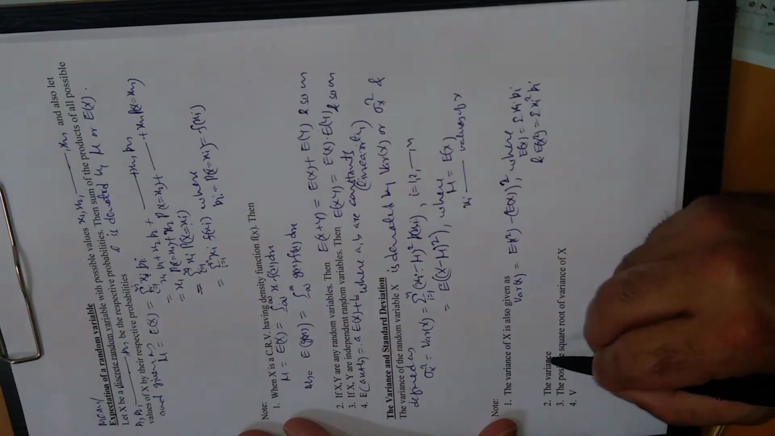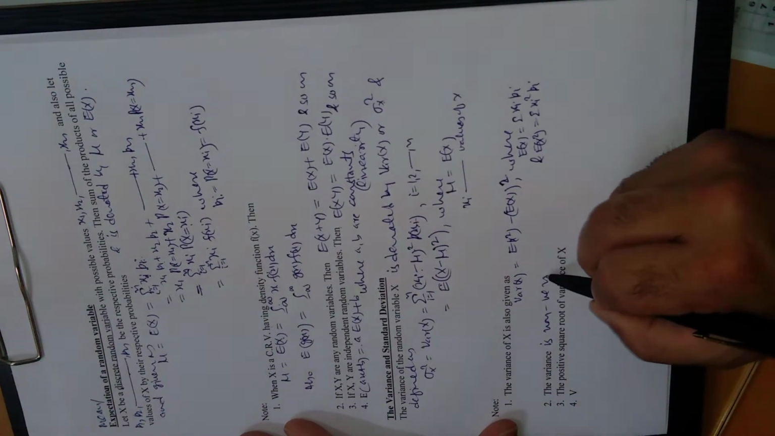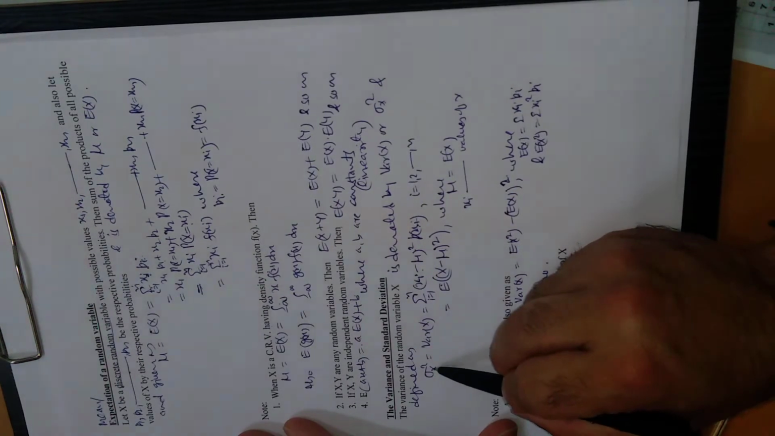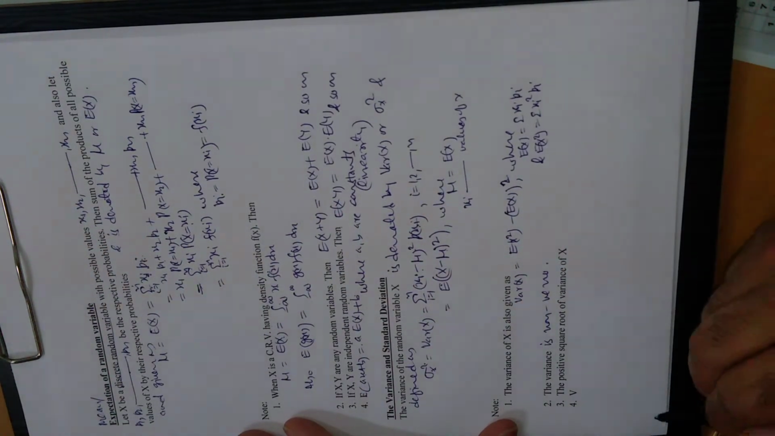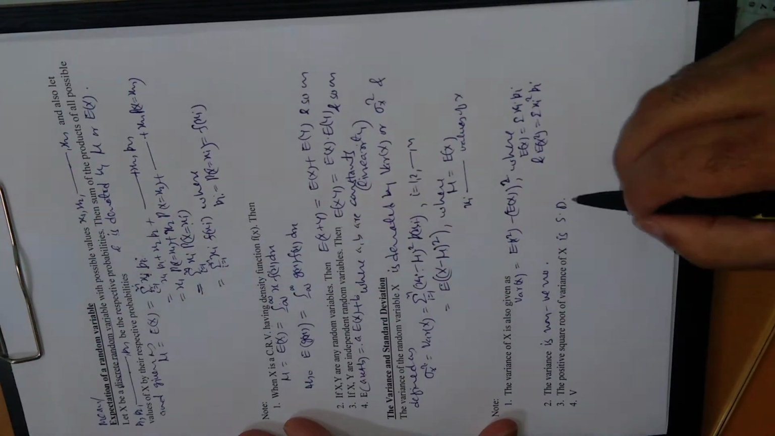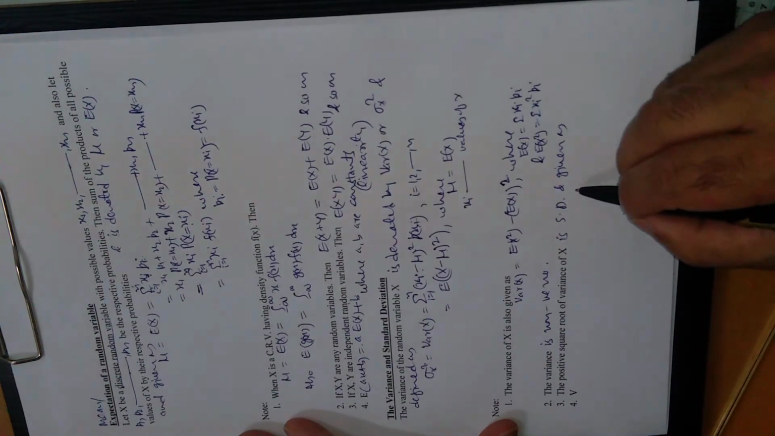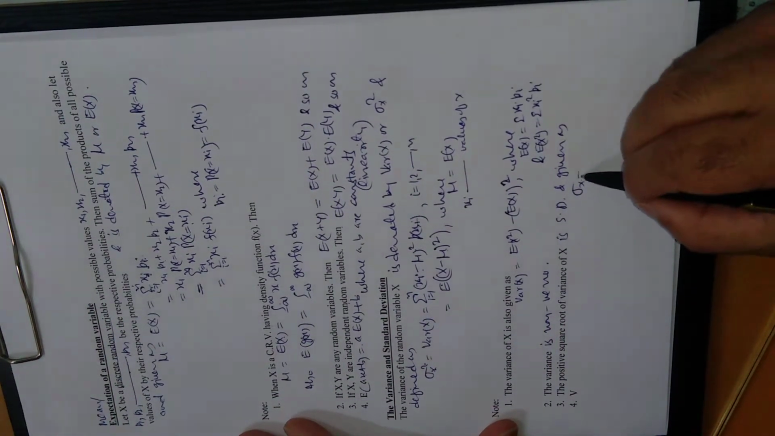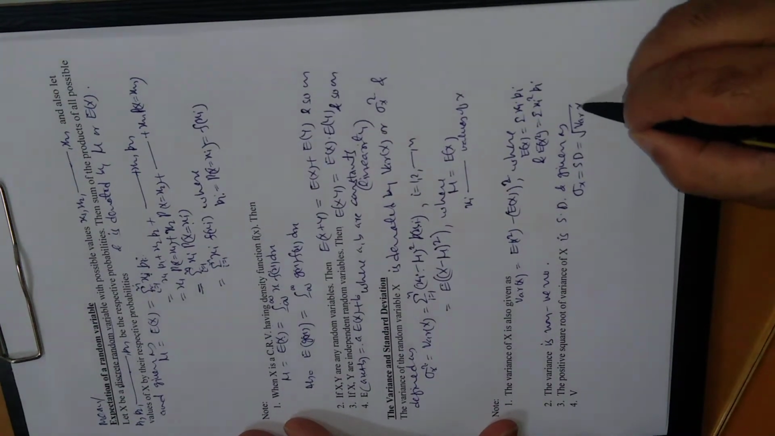The variance is a non-negative number. The reason is clear from the notation, because there is a square, so negative is not possible. The variance is always a non-negative number. The positive square root of variance of x is the standard deviation, given by this standard notation, or simply SD.